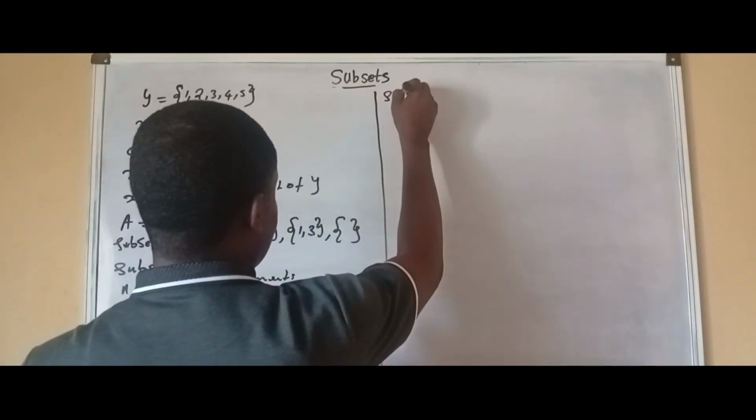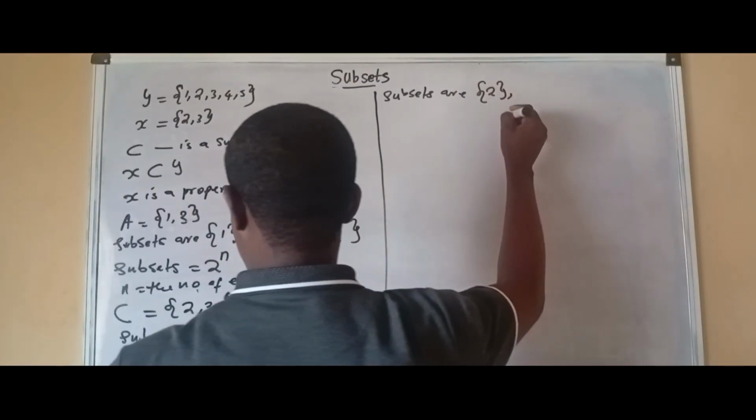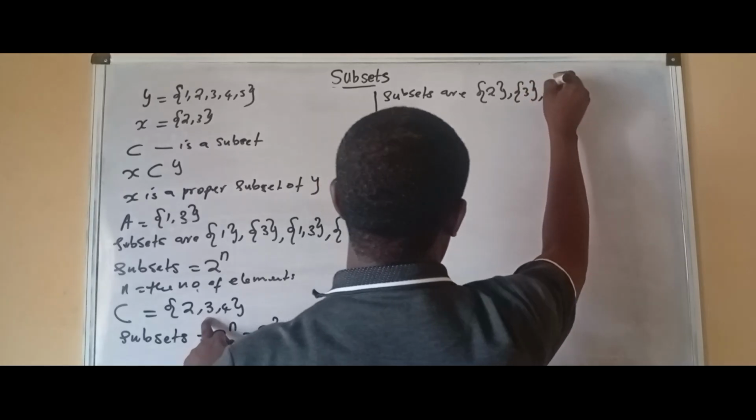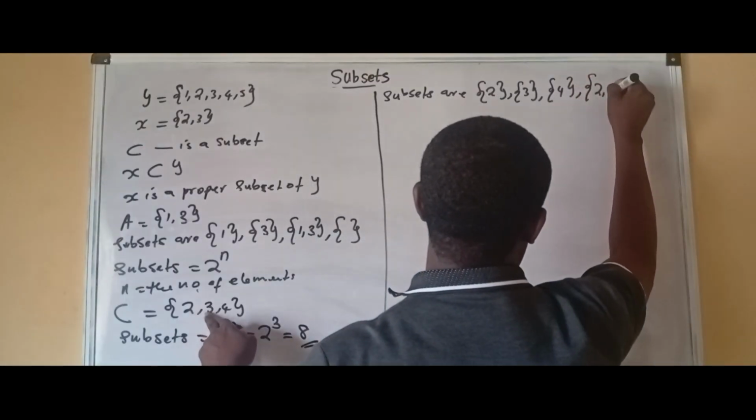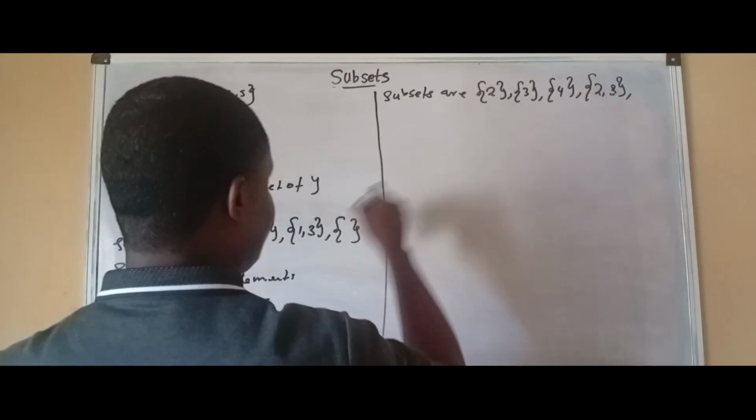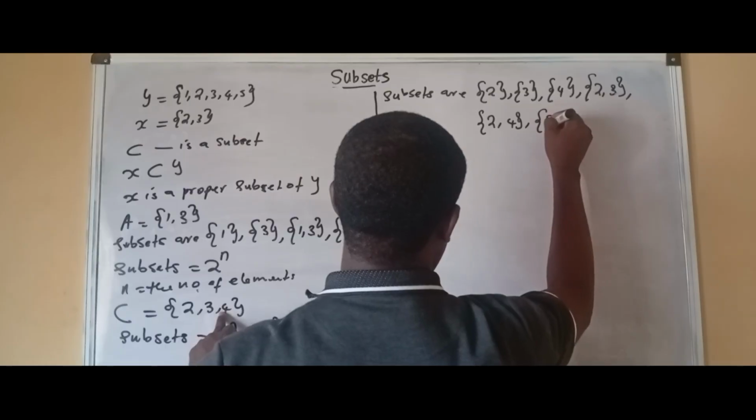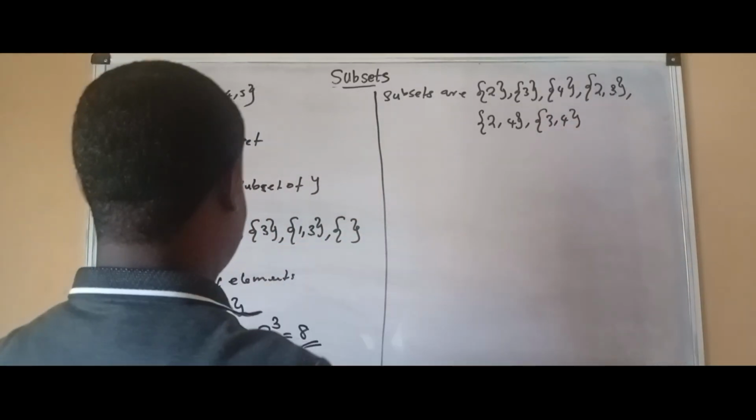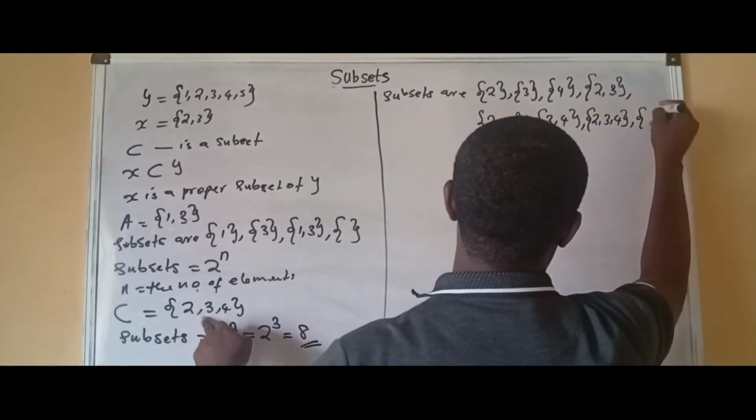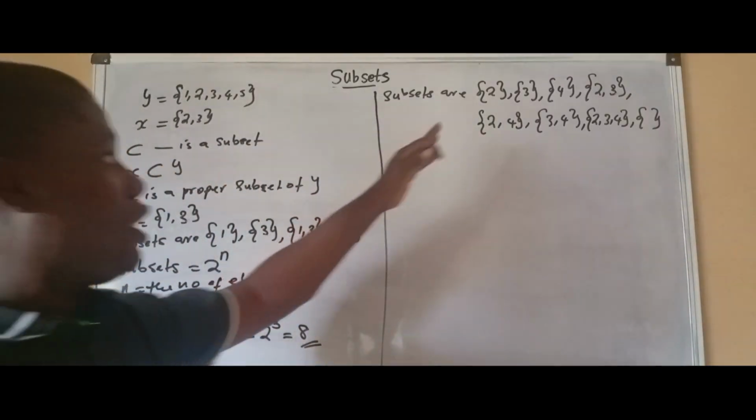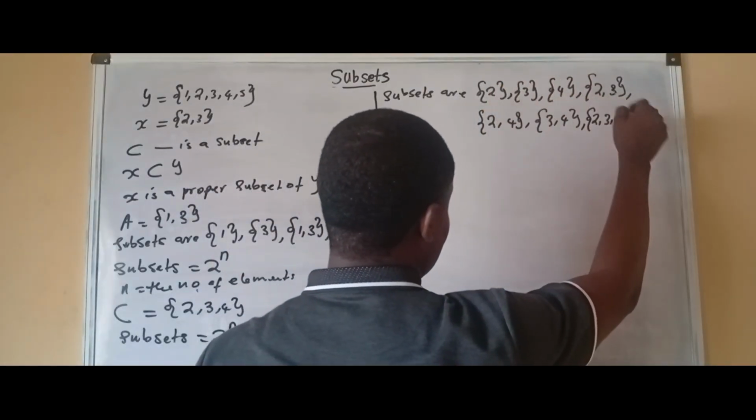The subsets are, we have the first element, which is 2. We have the second element, which is 3. We have the third element, which is 4. Then we have 2 and 3 is also a subset. Another subset we have there is 2 and 4. Then another subset we have here is 3, 4. Okay, and then the set itself is a subset. So we have 2, 3, 4. Okay, and then the empty set is also a subset. So if you count all the subsets here, it will be equal to 8. So let's count: 1, 2, 3, 4, 5, 6, 7, 8.